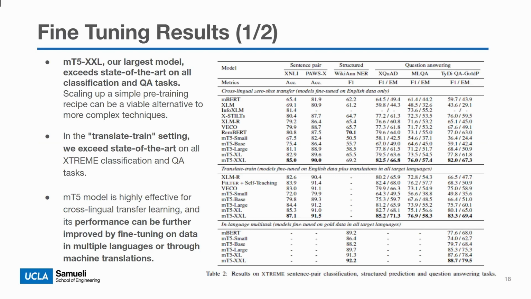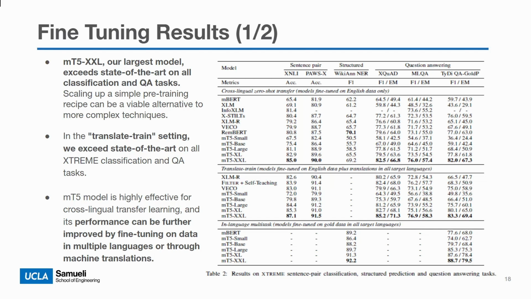Similarly, during the fine-tuning variations, in the translate-train setting, where the model is fine-tuned on a combination of labeled English data and machine translations, we exceed the state-of-the-art on all extreme classification and question-answer tasks. Hence, we can say that the MT5 model is highly effective for cross-lingual transfer learning, and its performance can be further improved by fine-tuning on data in multiple languages or through machine translations.